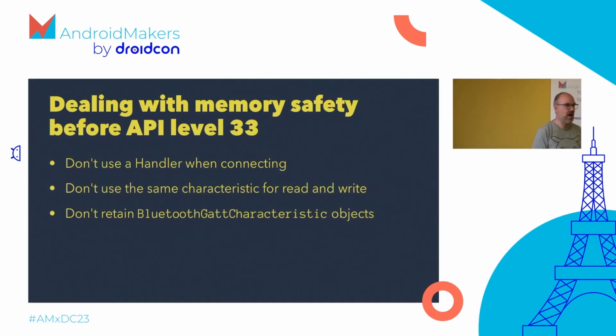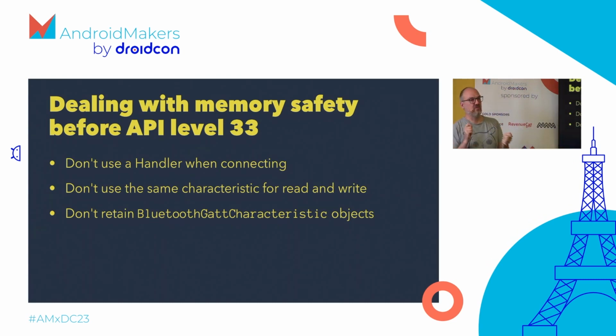So how do you deal with it before API level 33? Don't use a handler, because then you involve yet another thread. You will pass data from the binder thread to your handler thread, and then you're going to read it. So there's an extra step there, which increases the risk of the memory safety bug occurring.